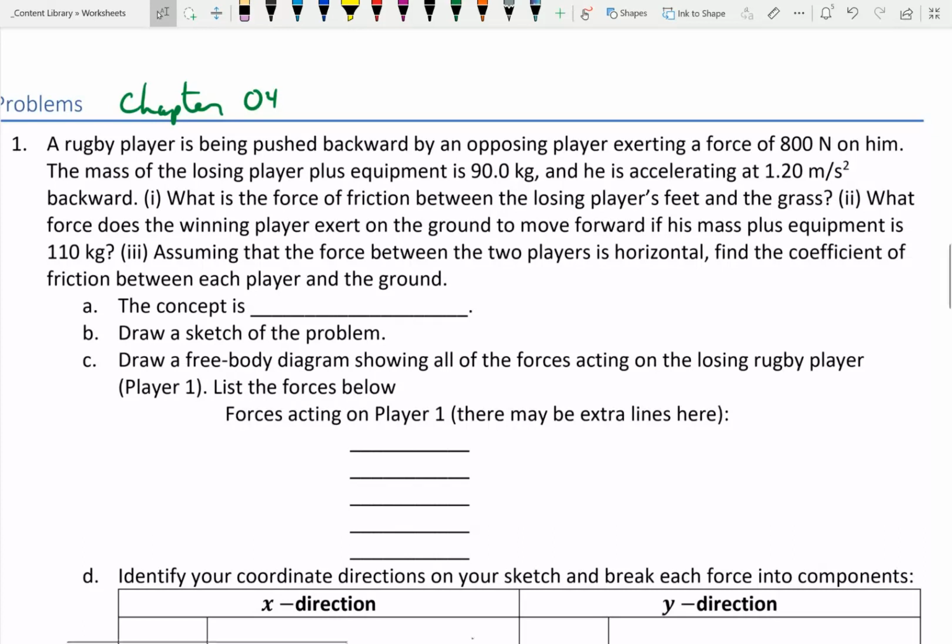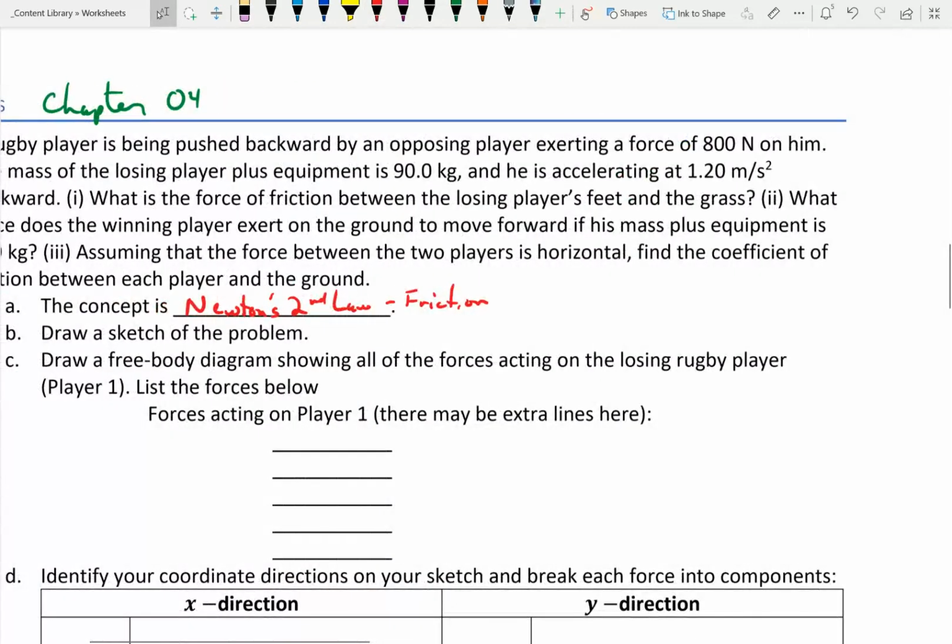First question, as always, what's the concept? So in this case, we have forces, we have acceleration, so Newton's second law is our concept, and we're going to have to also apply friction as one of our forces. So draw a sketch of the problem. There's my sketch. Draw a free body diagram showing all of the forces acting on the losing rugby player.